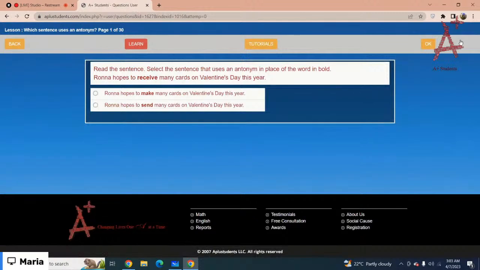Read the sentence. Select the sentence that uses an antonym in place of the word in bold. Rana hopes to receive many cards on Valentine's Day this year. So, which is the correct option? Rana happens to make many cards on Valentine's Day this year, or Rana hopes to send many cards on Valentine's Day this year. That would be the second option. Got it? Receive and send are opposite to each other. Receive and send are the antonyms. So it would be the second option. Got it? Very good.